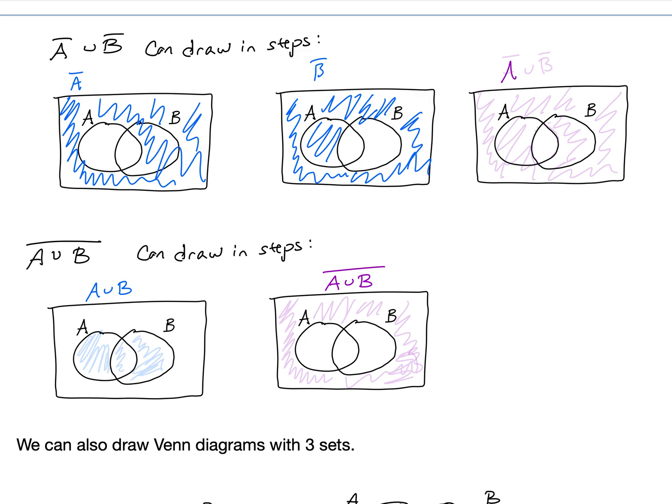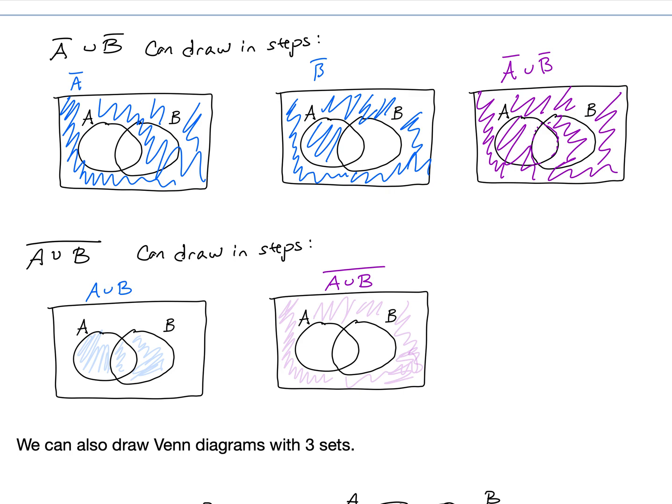So in other words, A complement union B complement is given by everything that is in B complement as well as everything that is in A complement. So that would include this. And so this is A complement union B complement, everything outside of this region right here.